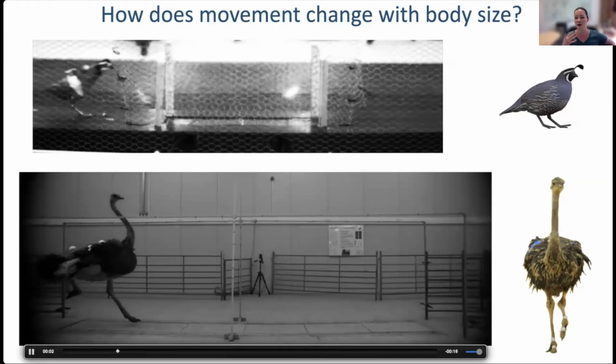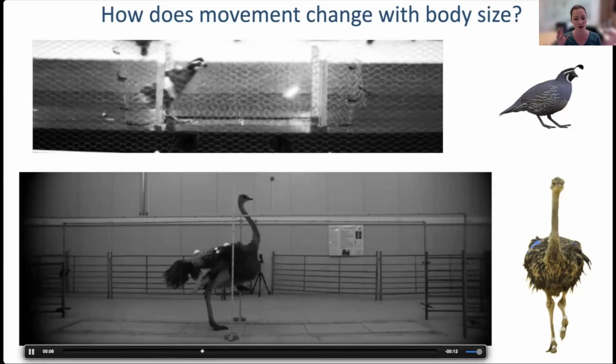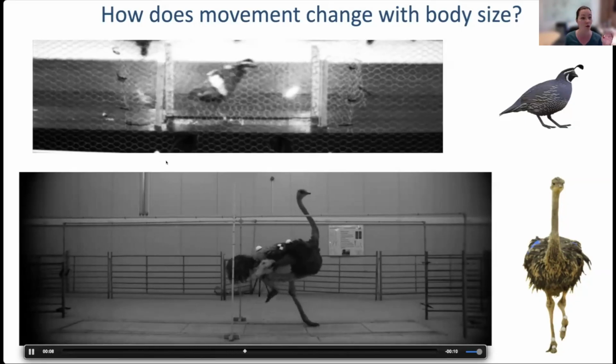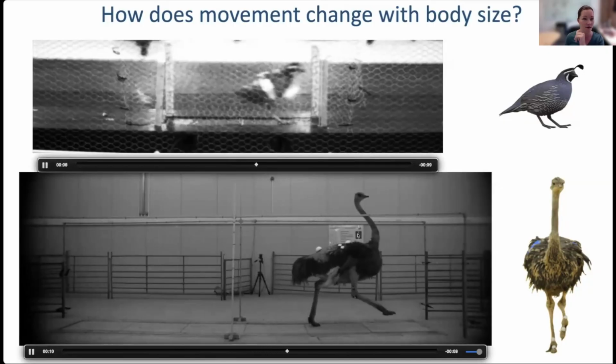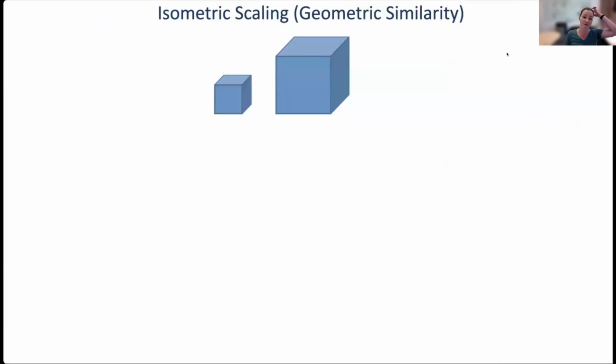And so I want to talk about some of the basics of scaling and how we build up the tools to rigorously compare that. And then we'll apply them to a data set on these birds, okay? All right, so one of the first principles that we need to consider when we're trying to compare animals of different size is the principle of isometric scaling.